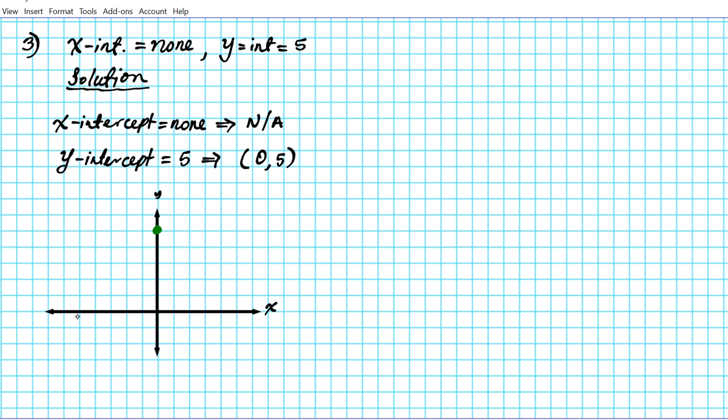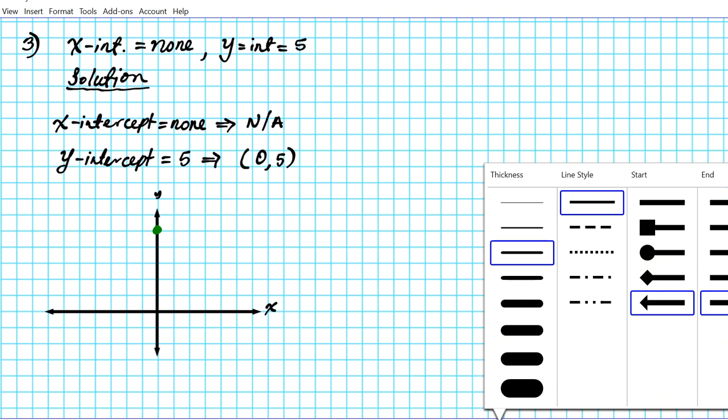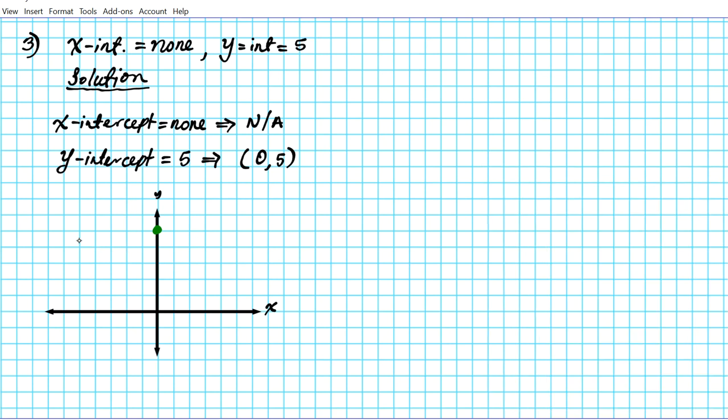So which line never intersects the x-axis but goes through this point? Two lines never intersect if and only if the lines are parallel. Okay, so we have a line that's parallel to the x-axis. That's the only way that we'll know for certainty that the graph never intersects the x-axis. So it's going to be what? It's going to be a horizontal line.